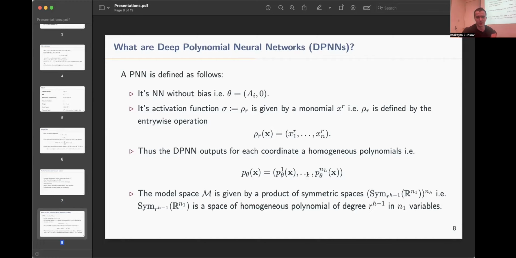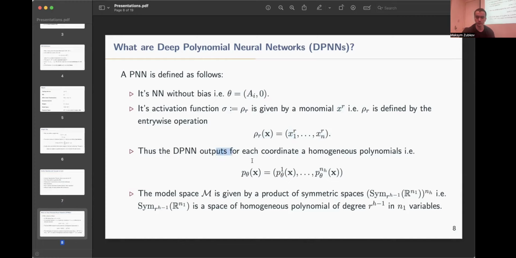It's like a deep polynomial neural network. So now we're going to go into more specific details. First, we don't have a bias. What that means is that for each layer, we're going to apply only a linear transformation. Then what is going to be our activation function? Our activation function is going to be a monomial. That means whenever you input some vector, the output is that you take every coordinate and raise it to the power of your monomial.